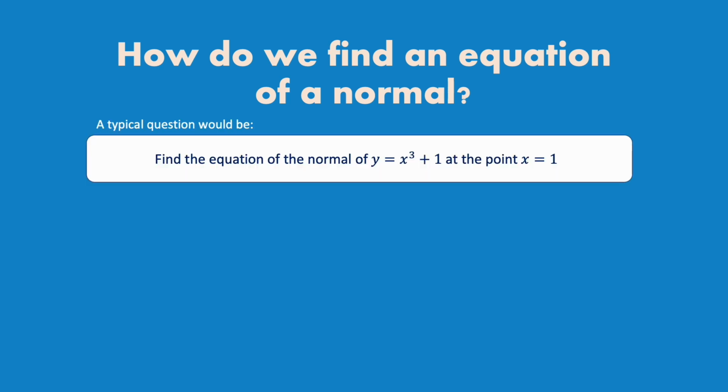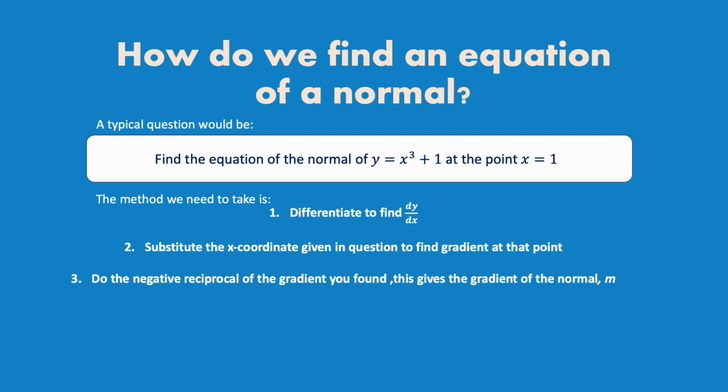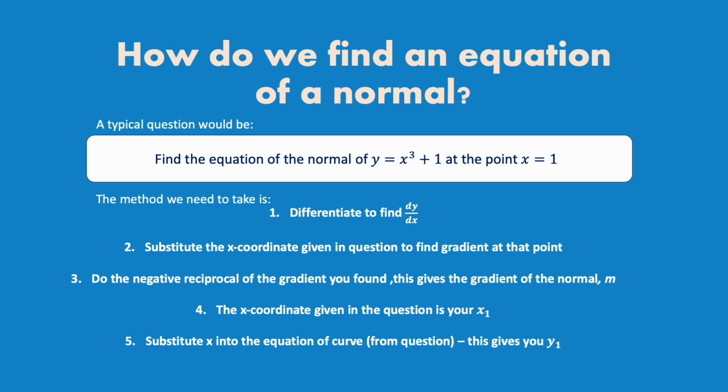So this here is a typical question. Find the equation of the normal of y equals x cubed plus 1 at the point x equals 1. So we are still going to differentiate to find dy dx. You will substitute the x coordinate given in the question to find the gradient at that point, but then we do the negative reciprocal of this gradient to get the gradient of the normal, which in this case will be our m. The x coordinate given in the question is still our x1, and we can substitute that back into the original equation, y equals x cubed plus 1, to get our y1 coordinate. And then everything, just like before, goes into our equation of a straight line.